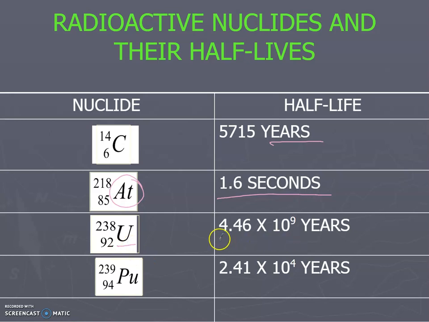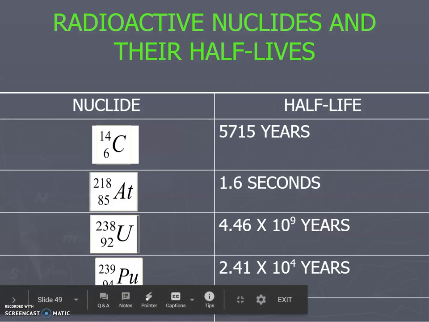Uranium, however, is 4.46 times 10 to the ninth years. That is a billion years for half of it to go away. So that's why using all of those uranium atoms for energy is really bad. Plutonium is going to be 2.41 times 10 to the fourth years. That's going to be over thousands of years. I mean, an unbelievable amount of time for this stuff to clean up and get out of the environment.